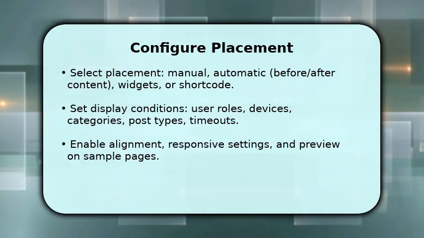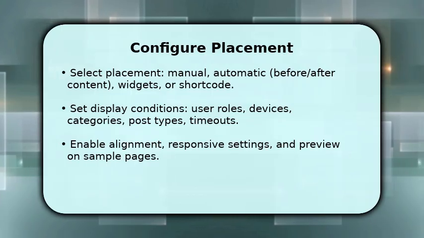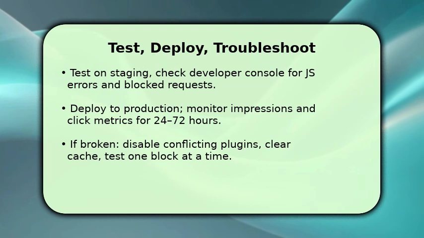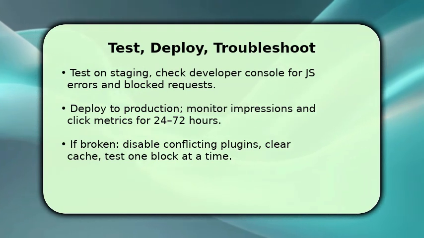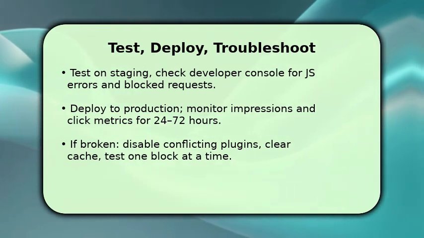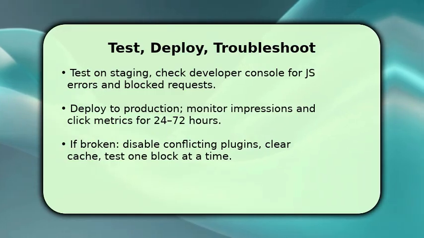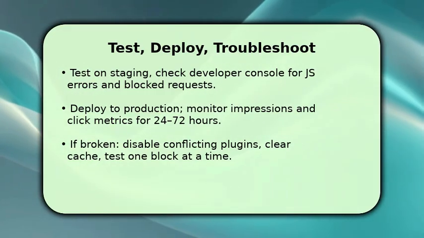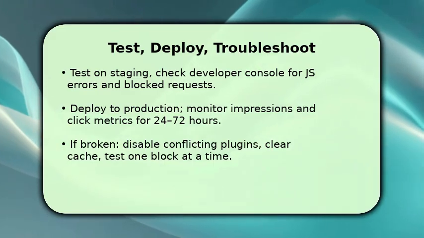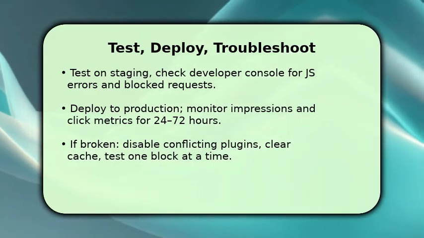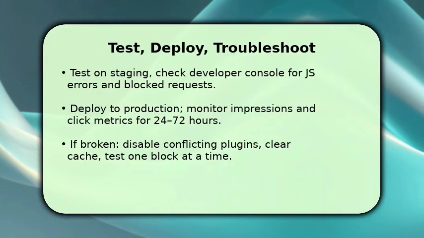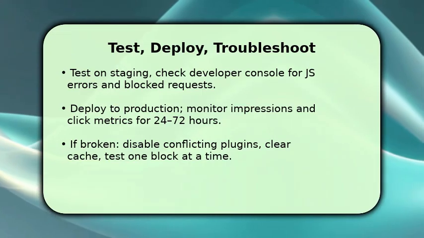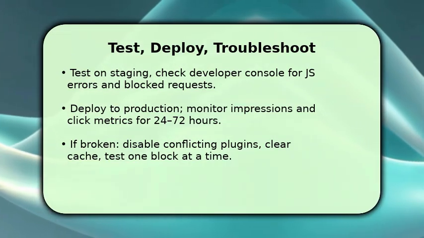To finish, test your setup on staging and inspect the browser console for JavaScript errors or blocked network requests. Once tests look good, deploy to production and monitor impressions and click metrics for 24 to 72 hours to confirm performance. If something breaks, disable suspected conflicting plugins, clear all caches, and test one block at a time to isolate the issue. If ads fail to render, check ad code providers and consent settings. Make adjustments and recheck immediately.